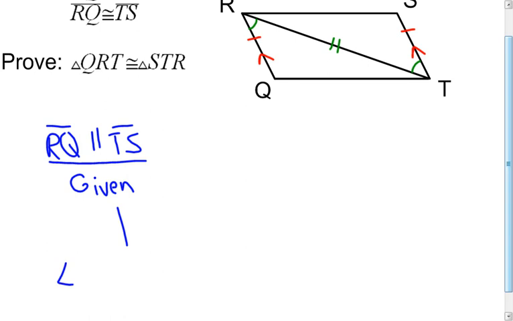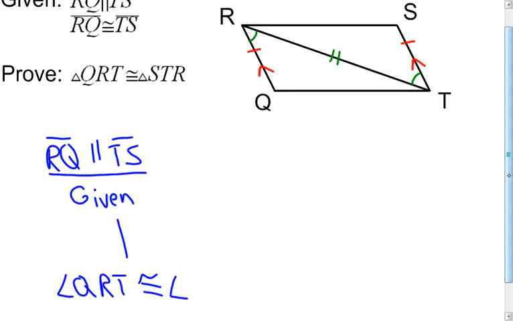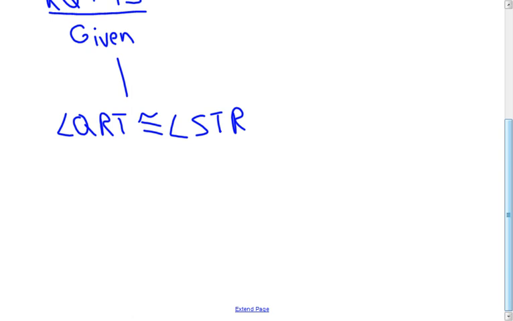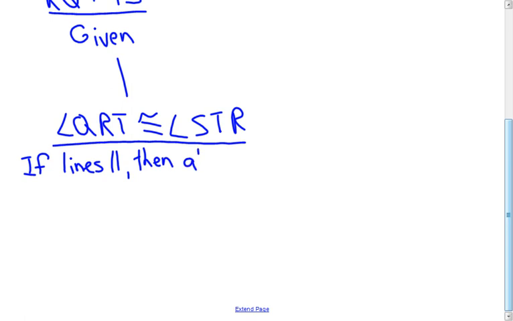Those angles are angle QRT. And we know it's congruent to angle, come up here, angle STR. Now I need my reason. How did I know they were congruent? Well, I knew they were congruent because of the parallel lines. So I'm going to say if lines are parallel, well then which angle pair was it? Those were the alternate interiors. So then, and I'm going to abbreviate this, alternate interior angles are congruent. There's my reason.